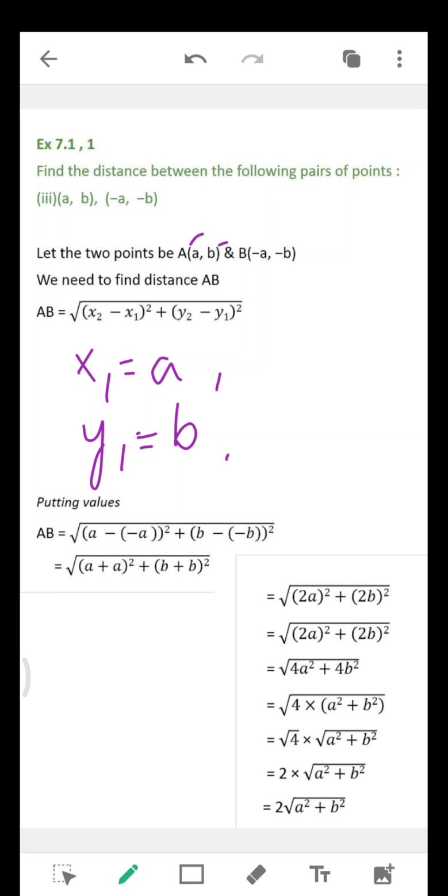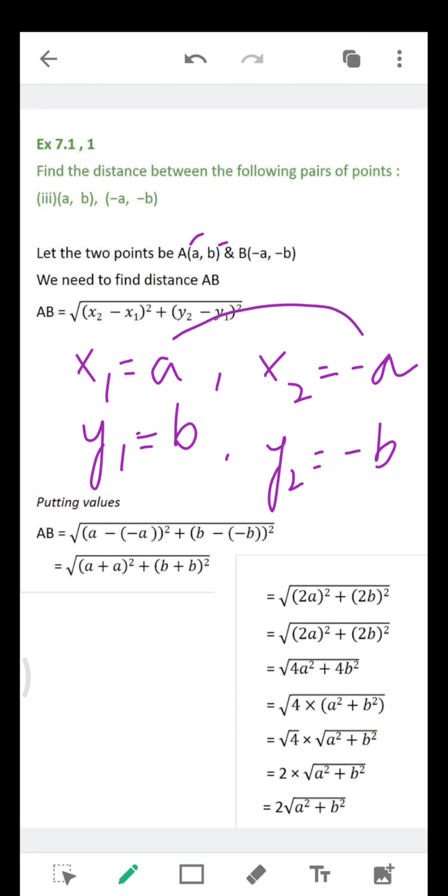Then x2, what is x2? x2 is minus a and y2 is minus b. We'll substitute these in the formula. The formula is x2 minus x1, so x2 minus x1 or x1 minus x2, that doesn't matter. So a minus of minus a whole square, then plus y2 minus y1 or y1 minus y2, I already said that. So y1 minus y2, b minus of minus b whole square.